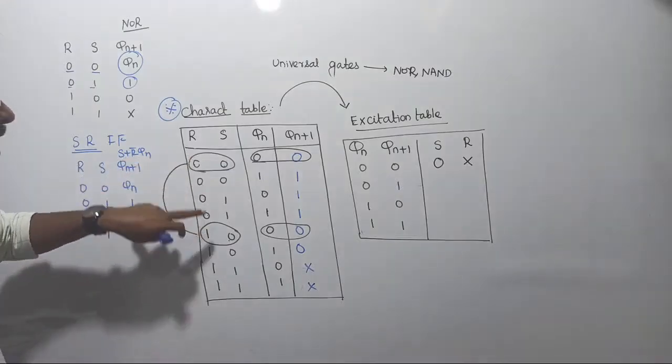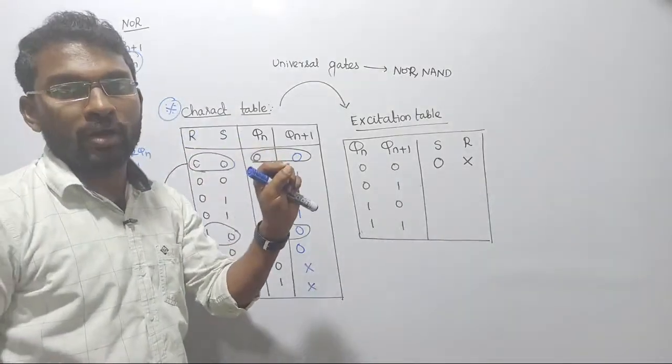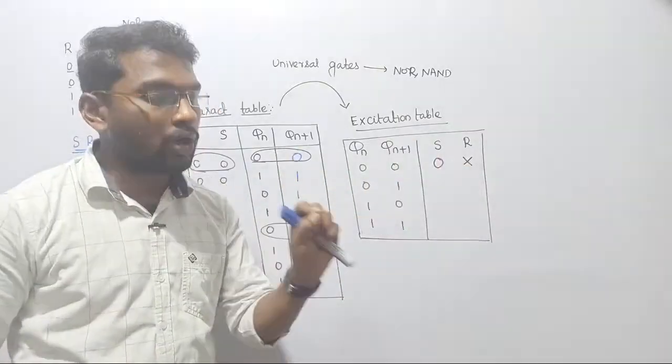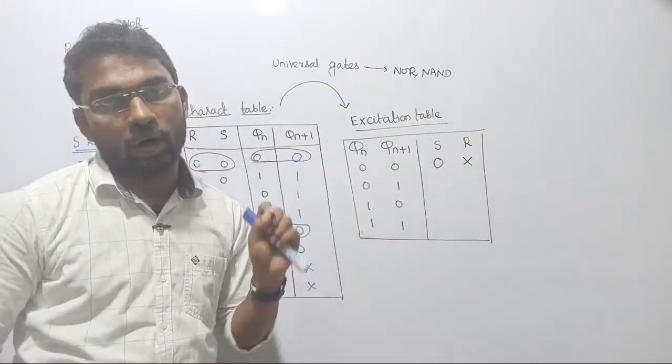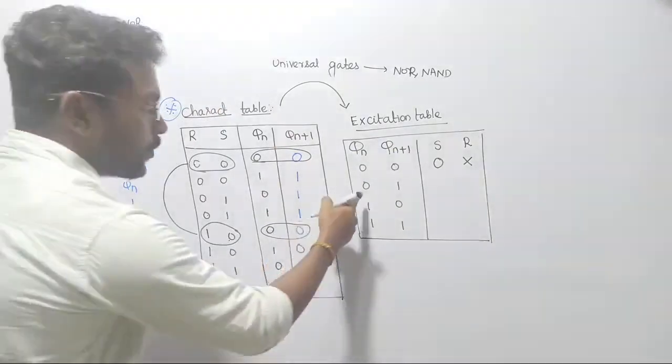There are two possibilities, so I cannot directly consider 0 or 1, right? So directly let me put don't care. Don't care denotes either 0 or 1. Clear? That's all. Let's proceed with the 0 1.